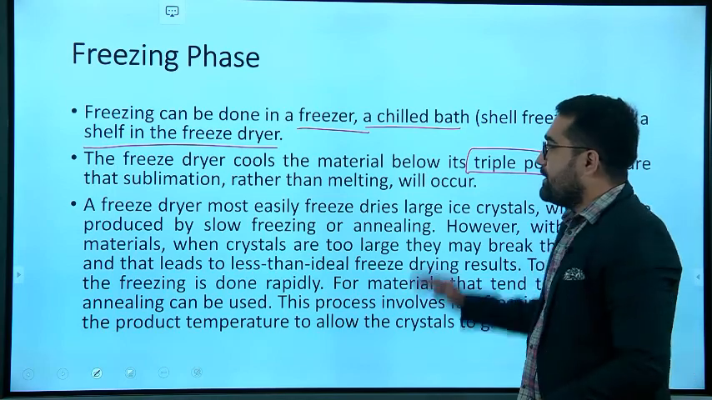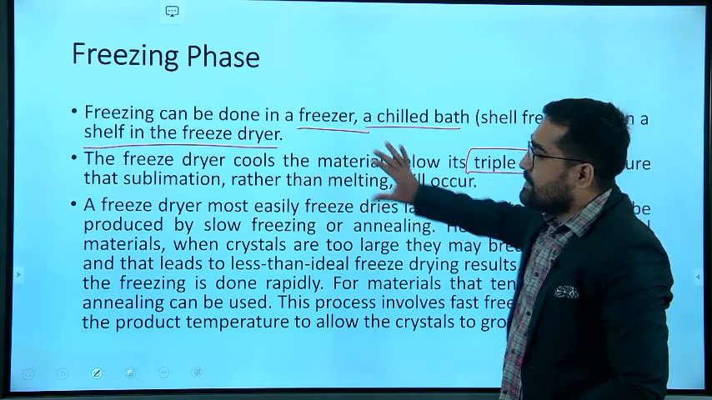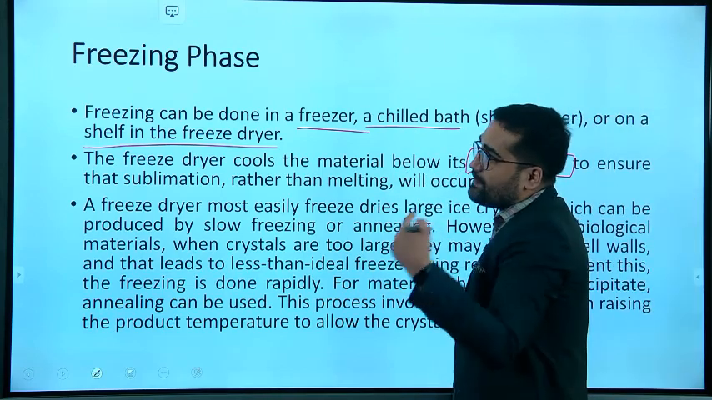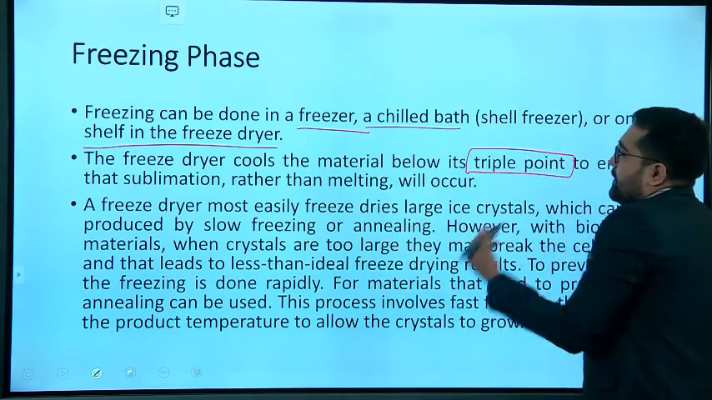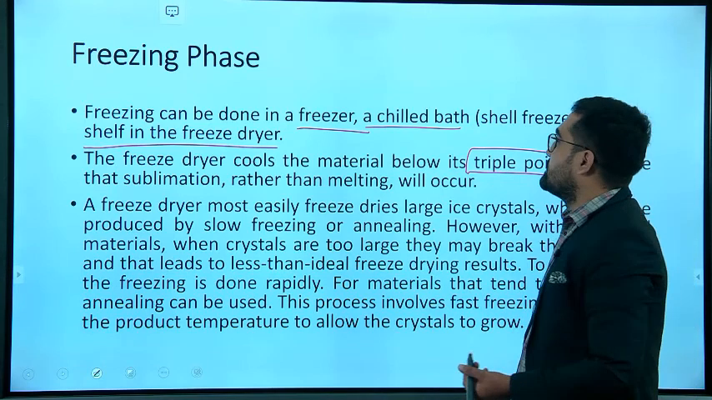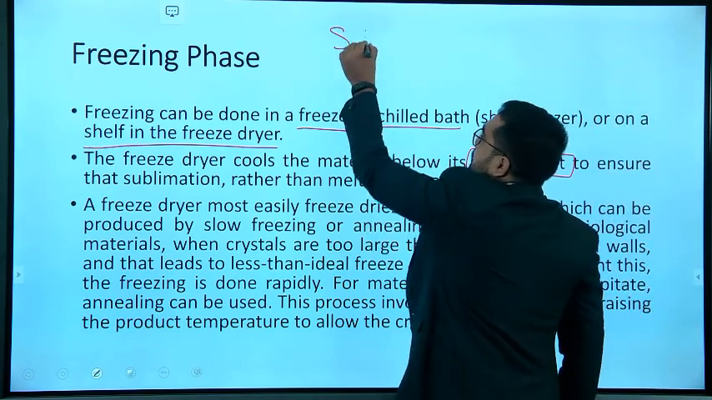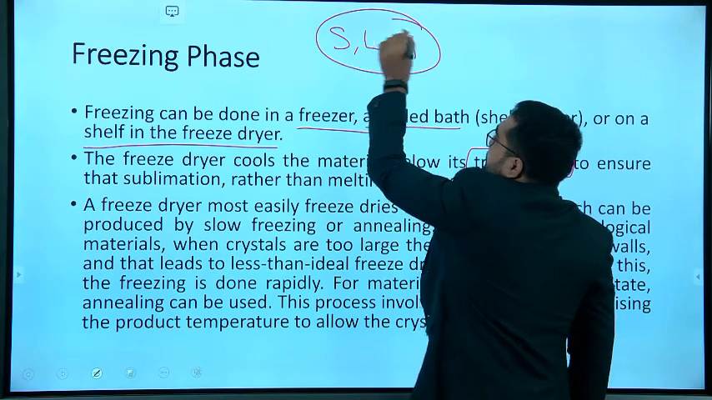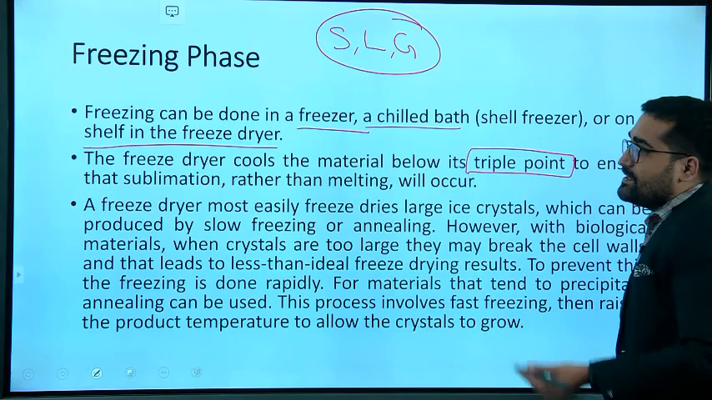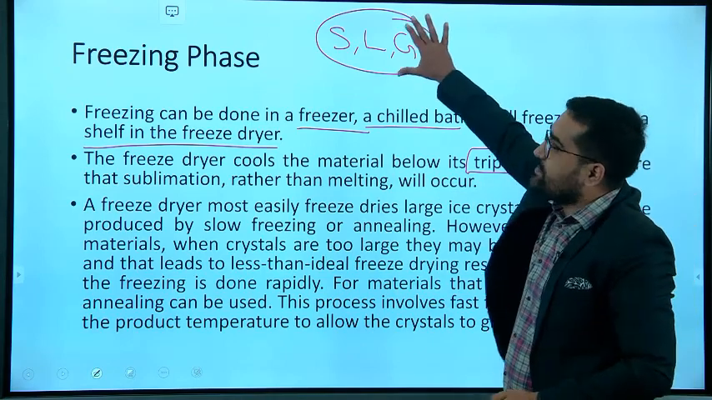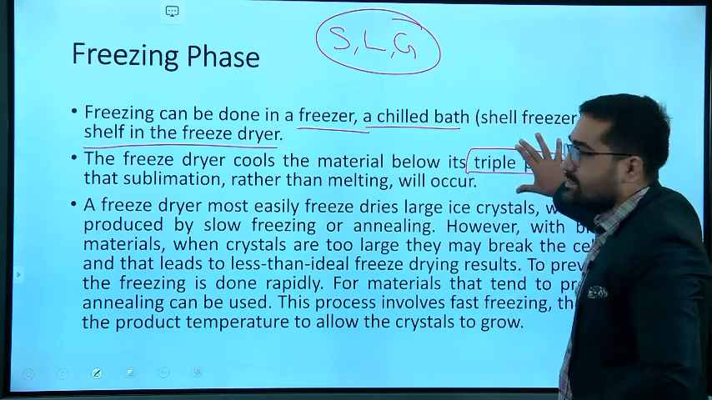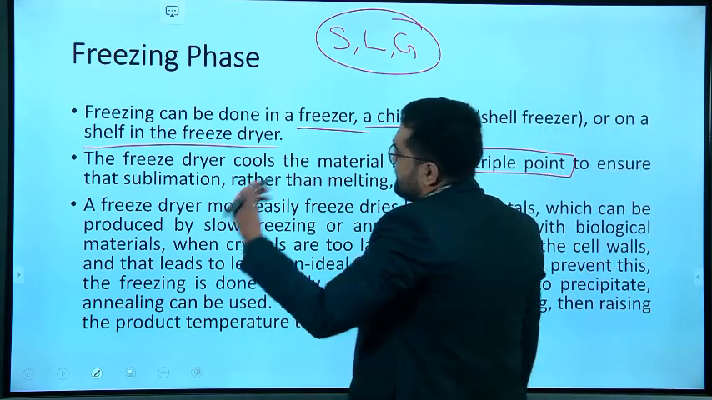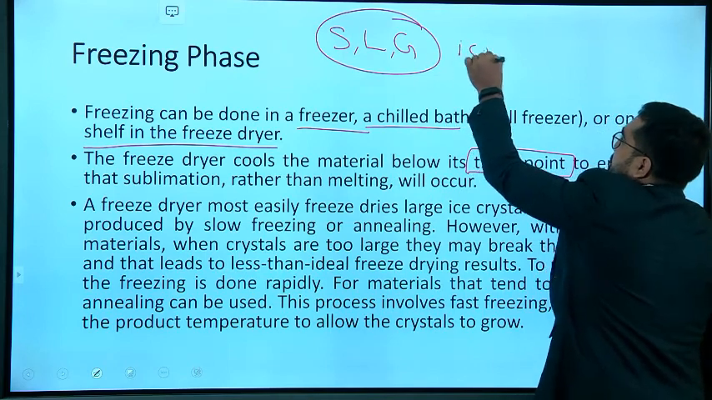What do we mean by triple point? First we will understand the triple point, then we will understand the whole process. So the triple point is the point or temperature at which three phases of any material exist. What are the three phases? Solid, liquid and gas. Okay, solid, liquid and gas. The temperature at which these three phases of any material exist is known as the triple point of that material. For example, let's take ice cream. Correct.